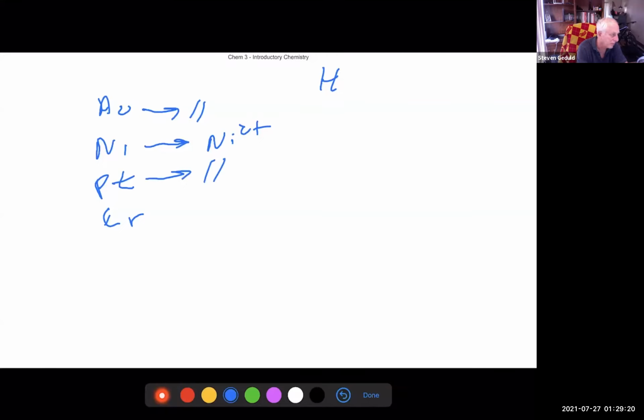Chromium is above, so chromium goes to Cr2+. So if the metal is below what you're reacting with, you'll get no reaction. That's why gold can hold acid. Platinum will not be dissolved by acid, whereas nickel or chromium will be dissolved by acid because of the activity series, so you see what's more reactive. Okay, perfect. Let's go to the next one here.